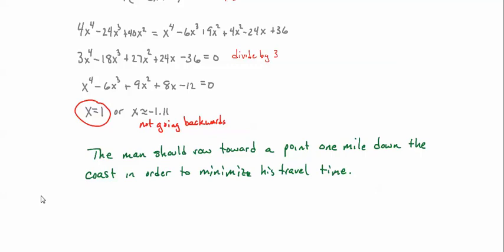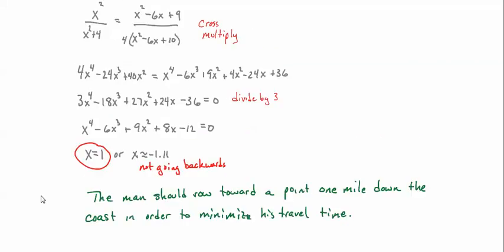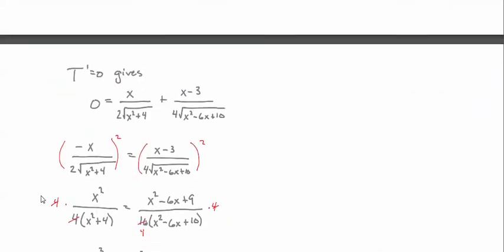Now, why would he row to the left if he was going to a point on the right? This does not seem like it would be the shortest amount of time. We could ignore that. It's a ridiculous answer. X equals 1. The other two roots, by the way, are complex roots, so they're not a part of our real solution. X equals 1. The man should row toward a point 1 mile down the coast in order to minimize his travel time to point Q. Now you know, if you're ever stuck out in the ocean, how to get there.